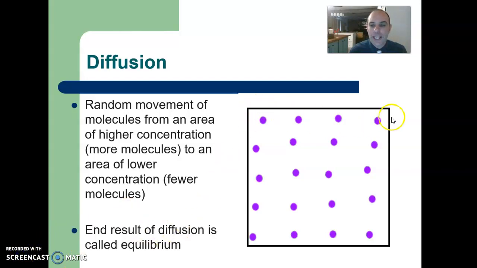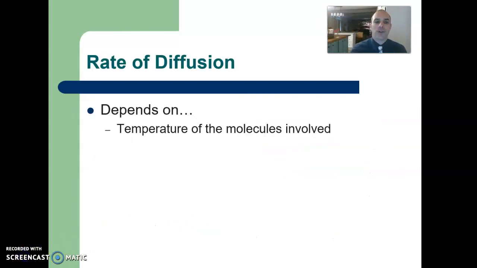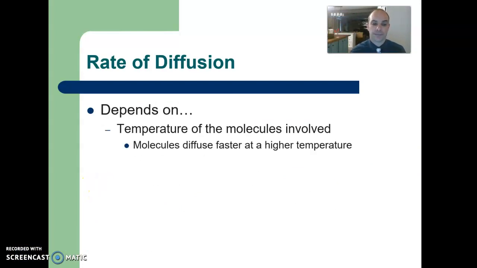When you get to this point like you see here, where they are evenly spaced out, the end result is called equilibrium. See how they're kind of equally spaced out? So it smells the same as it does in the back as it does in the front. Equilibrium. So the rate of diffusion depends on a few things. Temperature of the molecules involved. Molecules diffuse faster at higher temperature.